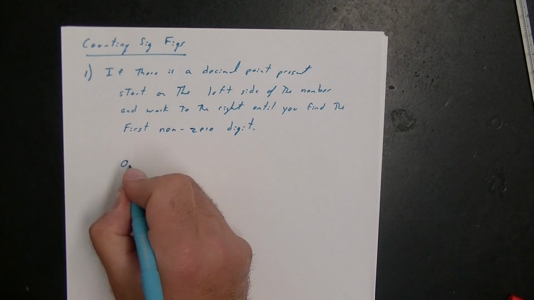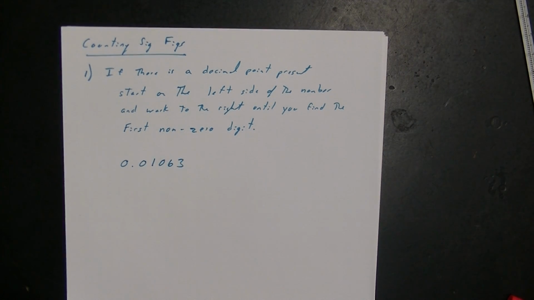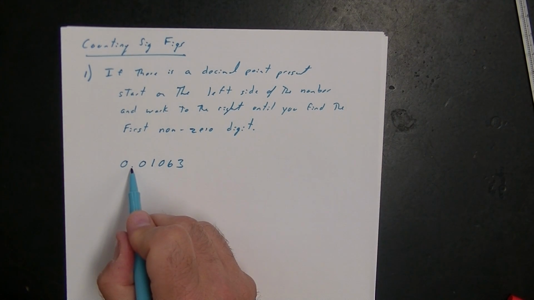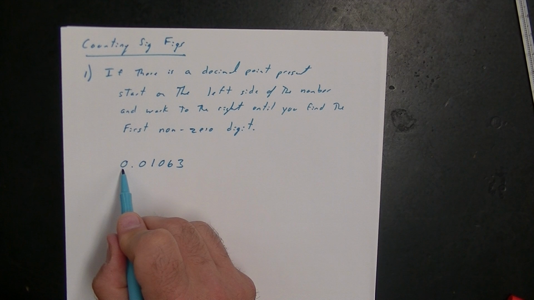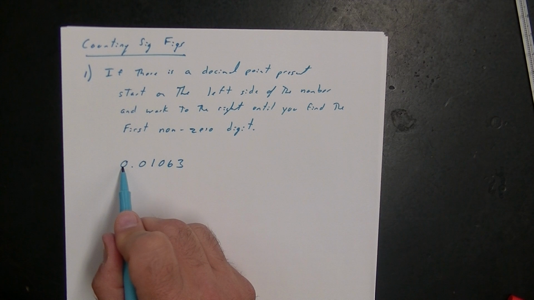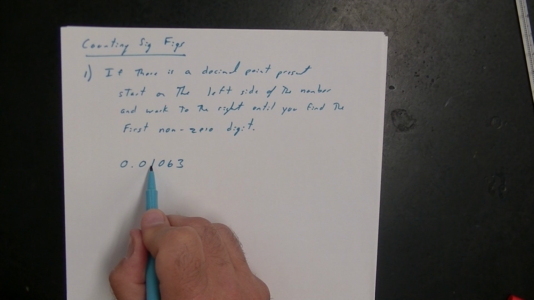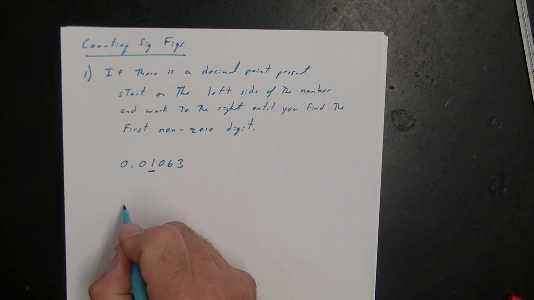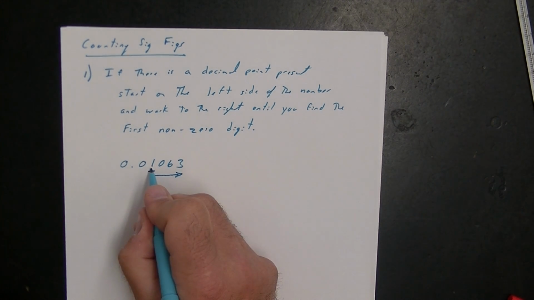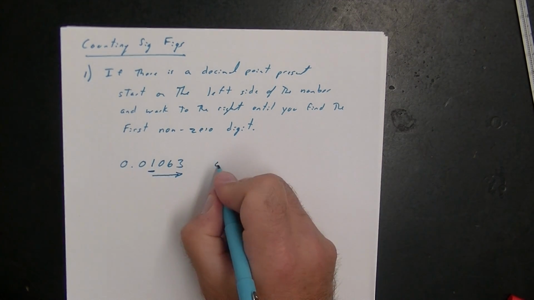So let's look at this number, 0.01063. The very first thing you ask yourself: is there a decimal point? Is it present? In this case, yes there is. If that's the case, you start on the left side of the number and work to the right. Zeros don't count, so this 0 doesn't count. That 0 doesn't count. So this is the first non-zero digit. This digit counts, and everything after it. So this would have 1, 2, 3, 4 sig figs.